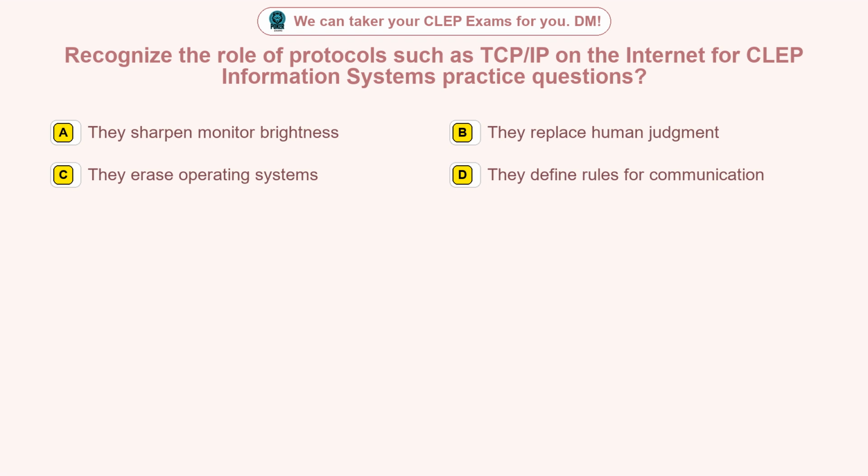Question 29. Recognize the role of protocols such as TCP/IP on the Internet for CLEP Information Systems practice questions. Option A. They sharpen monitor brightness. Option B. They replace human judgment. Option C. They erase operating systems. Option D. They define rules for communication. The correct answer is option D. They define rules for communication.